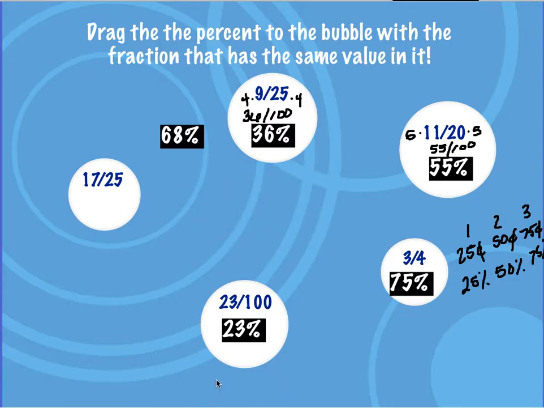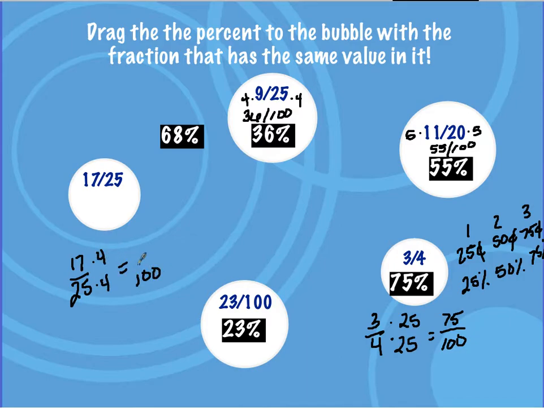Otherwise, I multiply both. And I would like you to get to the point where you have this memorized because that's going to make your life a lot easier. So we have both of these times 25, which would have given you 75 per 100, 75%. And then here again, you multiply by 4. You get 100 and you get 68, so 68%.